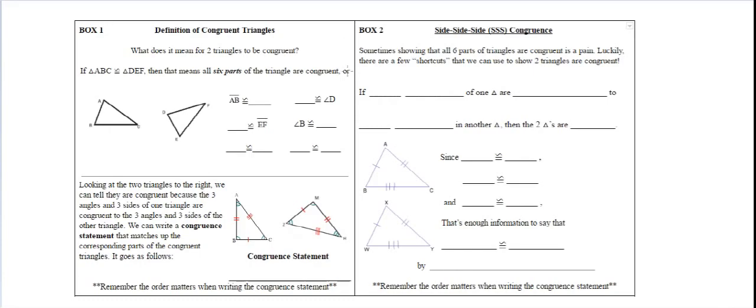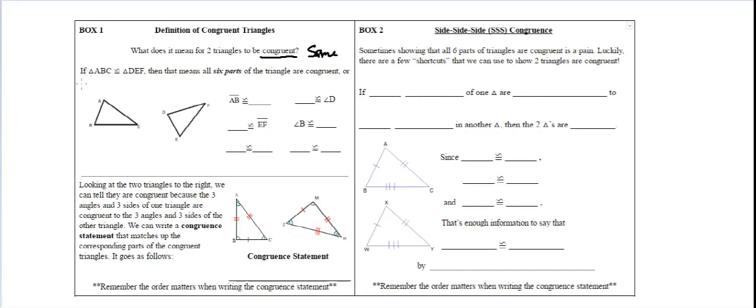Okay, so first of all, look at box 1, and it says, what does it mean for two triangles to be congruent? Congruent means the same. It means two triangles are exactly the same in all ways. They have 3 equal sides and 3 equal angles to the other triangle. It doesn't mean all the angles and all the sides in that one triangle are equal, but it means that one triangle is exactly like the other triangle.